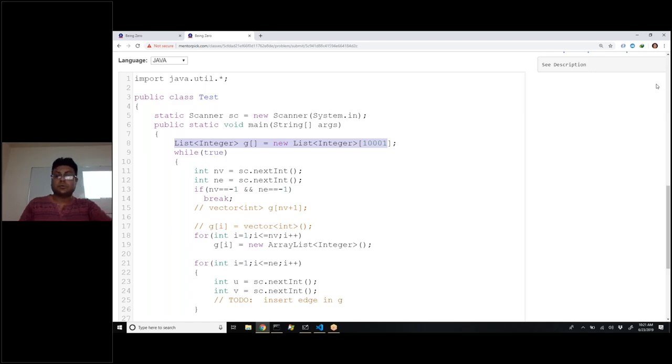Yes. Absolutely, yes. If we are declaring graph here, that means it becomes common graph for every test case.